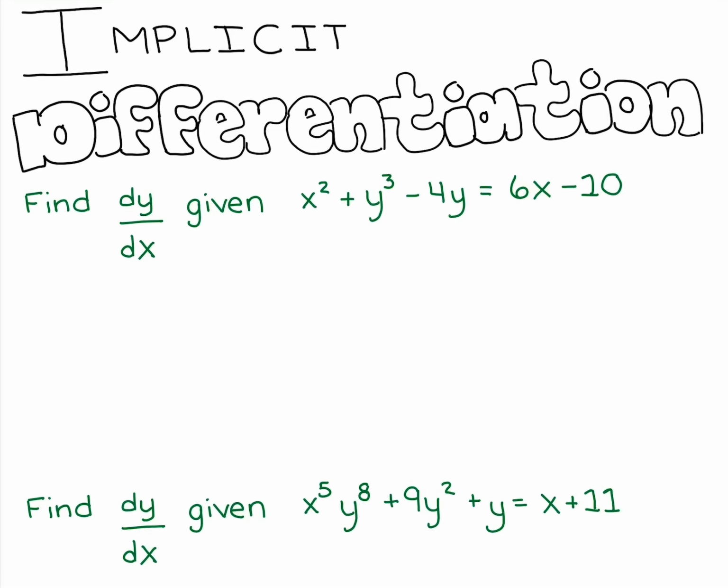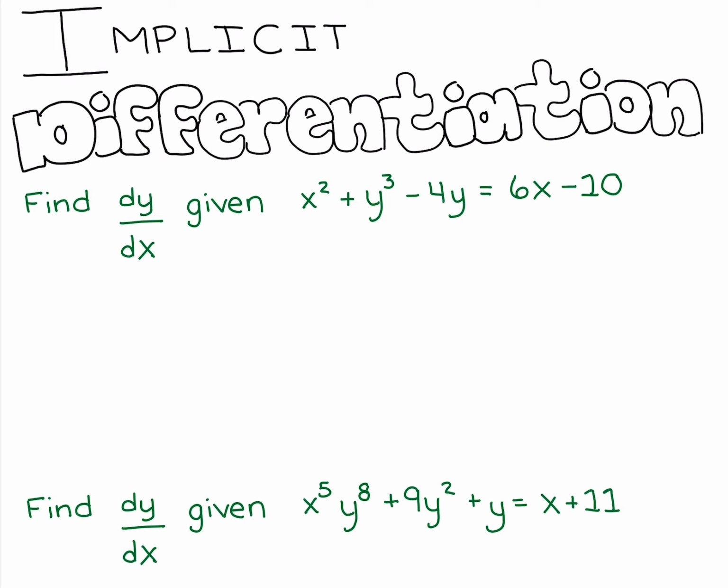Let's review some implicit differentiation, which means differentiating both x and y with respect to x in these two examples. So we want to find dy/dx given x squared plus y cubed minus 4y equals 6x minus 10. So we're going to take a regular derivative of both sides, but if we take the derivative of a y term, we'll put a dy/dx next to it.